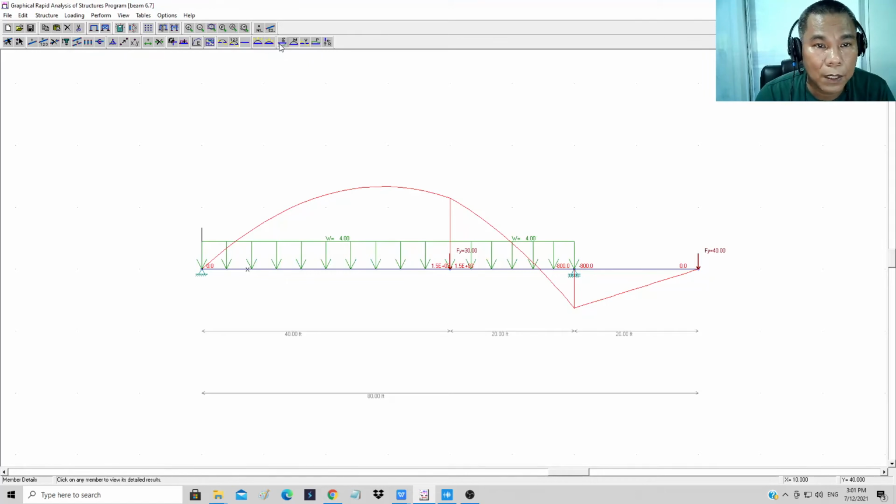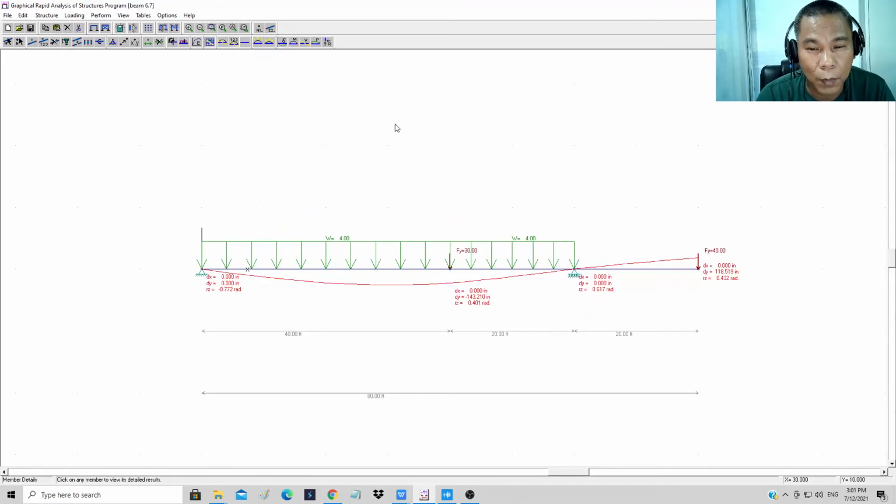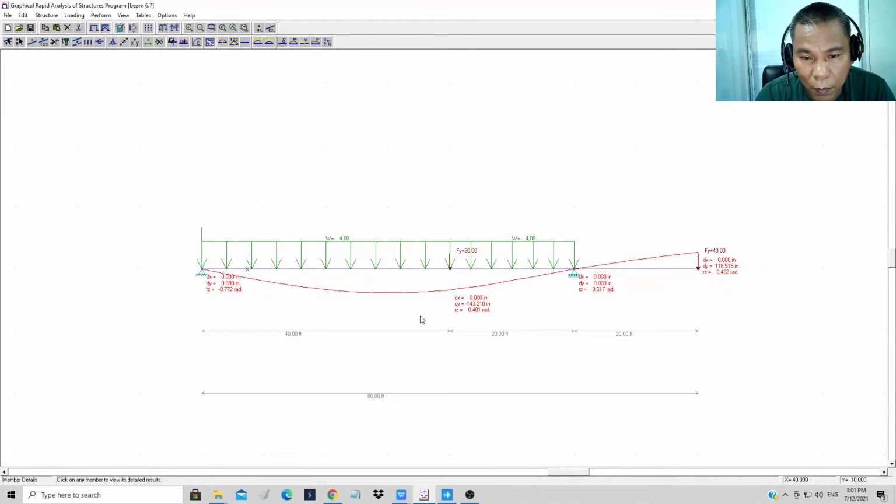And also you can just look at the deflection. As you can see, there is a deflection here, and the deflection at the overhanging portion of the beam is up, not down.